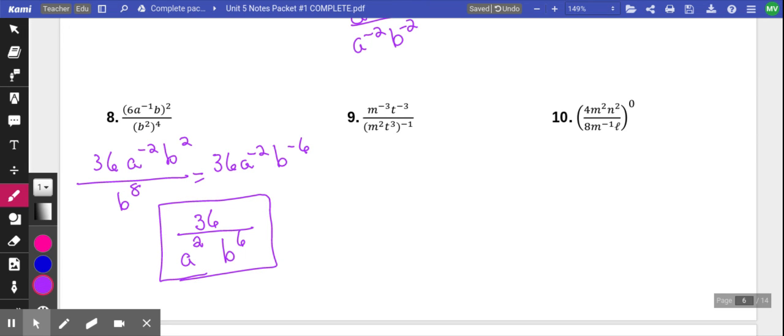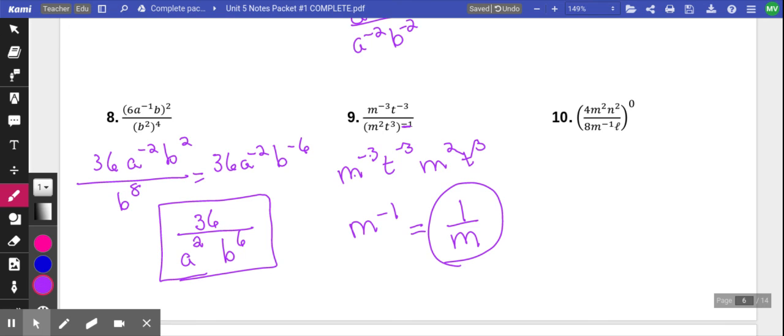Okay, so number 9, here I'm going to do this a little differently because the power to a power is really just to a negative 1. So that means reciprocal. So I'm going to leave the numerator alone. And then reciprocal means that the m squared t cubed comes to the numerator. Now I'm going to multiply. So m to the negative 3 times m squared is m to the negative 1. T to the negative 3 times t cubed is t to the 0, so that's 1. So m to the negative 1 is equal to 1 over m. Number 10, anything to the 0 power is 1.